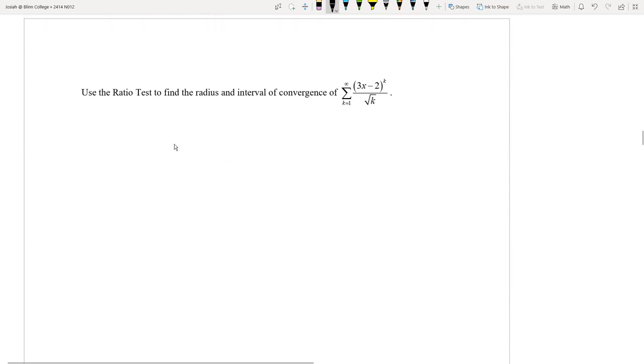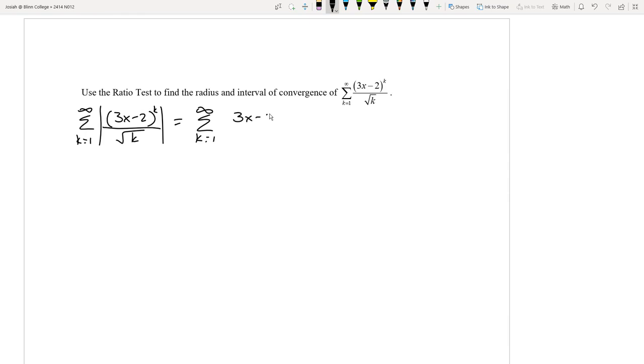All right, so this one here tells us to use the ratio test, and so we'll go ahead and do that. We have to take, again, the absolute value of our summand. There we go. And apply the same sort of pattern that we did before. So 3x minus 2 gets the absolute value, and root k is always positive. So that is the absolute value we're looking at.